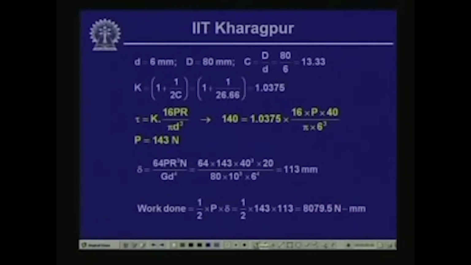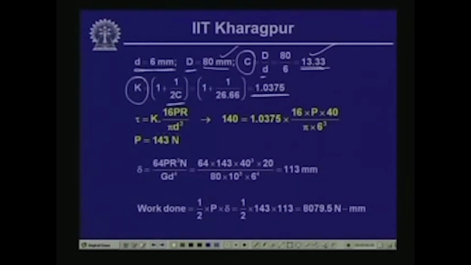Now, the values given are: the diameter of the wire with which the spring is made is 6 millimeter, and the mean diameter of the spring coil is 80 millimeter, thereby the spring index C is equal to capital D by small d, which is 80 by 6, giving a value of 13.33. Now, using this value of the spring index, the stress concentration factor K, as we have seen, is equal to 1 plus 1 by twice C, and C being 13.33, this value of K comes as 1.0375.